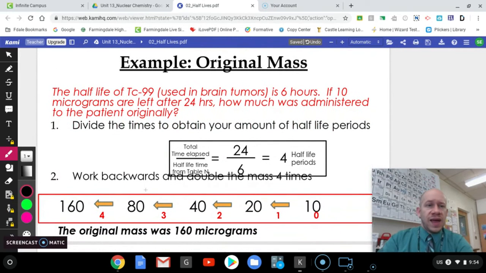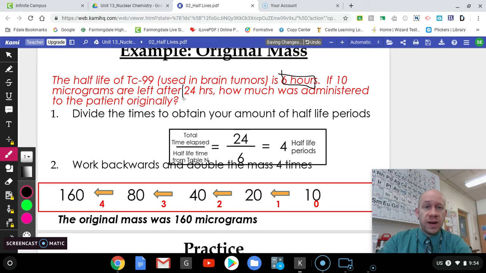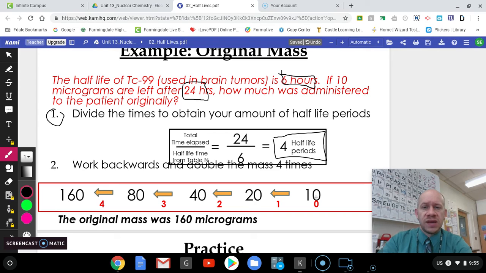So what's the original mass? The half-life of technetium-99, which is used in brain tumors, is 6 hours. If 10 micrograms are left after 24 hours, how much was administered to the patient originally? First, divide the times to obtain your amount of half-life periods. So 24 hours divided by 6 hours is 4 half-life periods. Then I will work backwards and double the mass 4 times. If I have 10 left over, if I double it once, that's 20. If I double it twice, that's 40. I double it 3 times, that's 80. And I double it 4 times, that's 160. That's my 4 half-life periods, and the original mass was 160 micrograms.